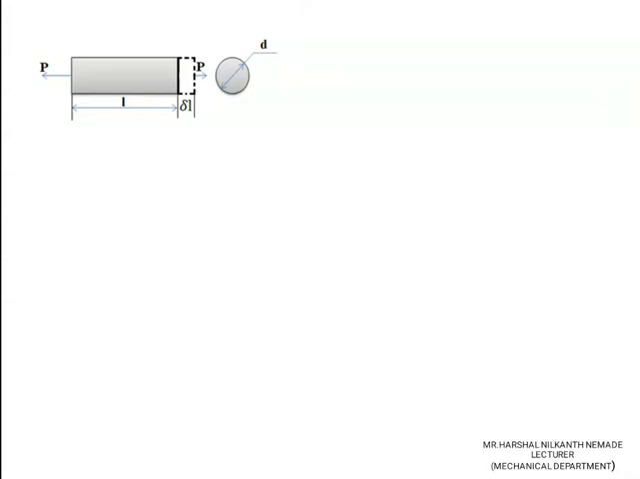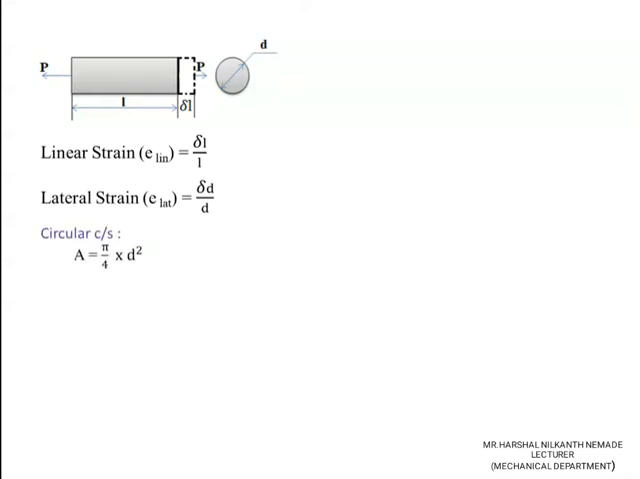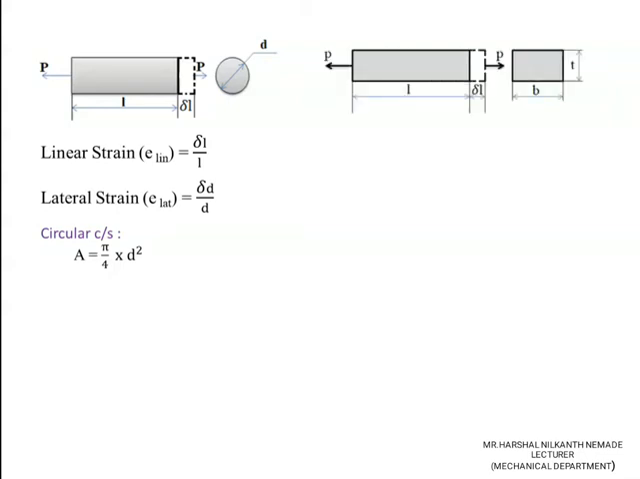Now this is a figure. Linear strain E lin is equal to change in length delta L divided by original length L. Lateral strain E lat is equal to delta D, where delta D means change in diameter, divided by original diameter D. Circular cross sectional area A is equal to pi by 4 multiplied by D square. So the first figure was a circular rod, the second figure is a rectangular rod.